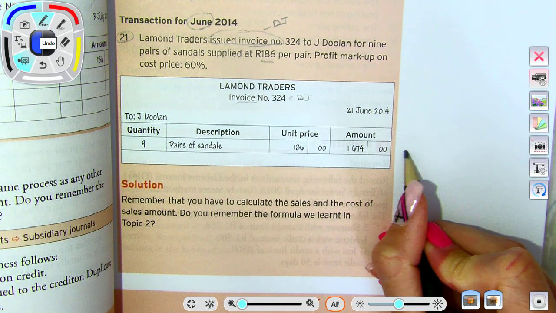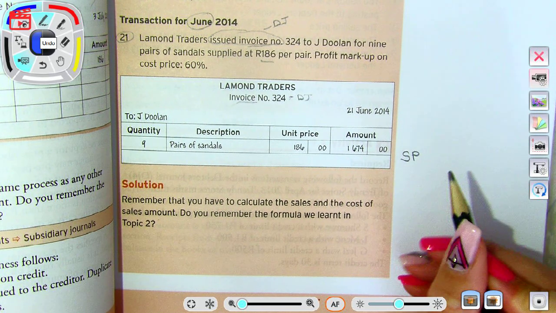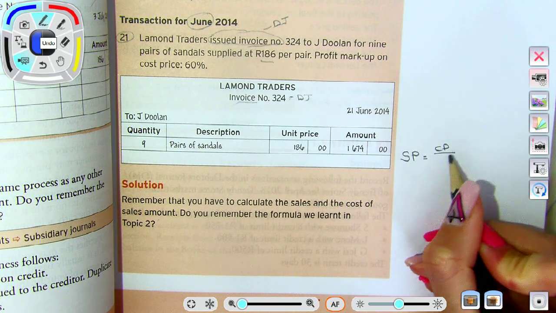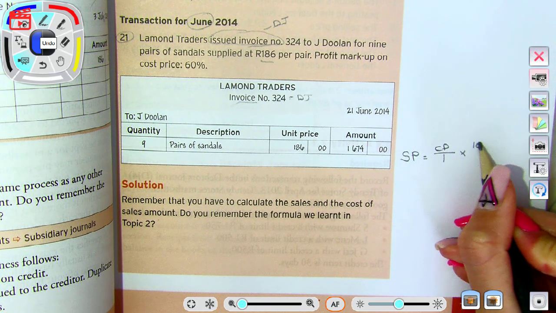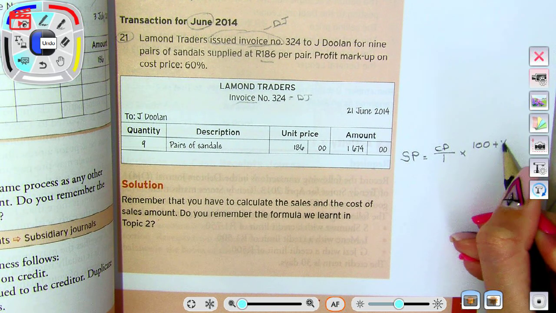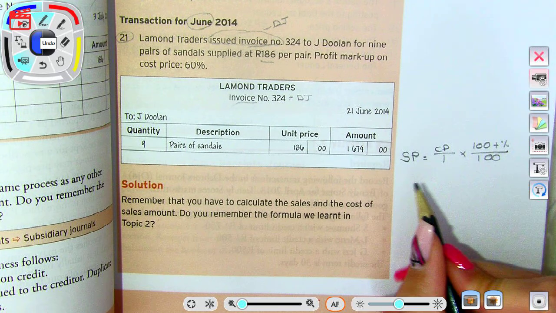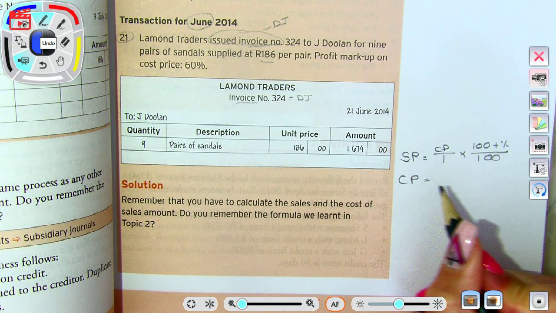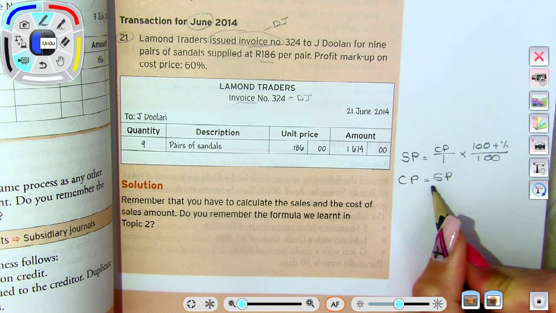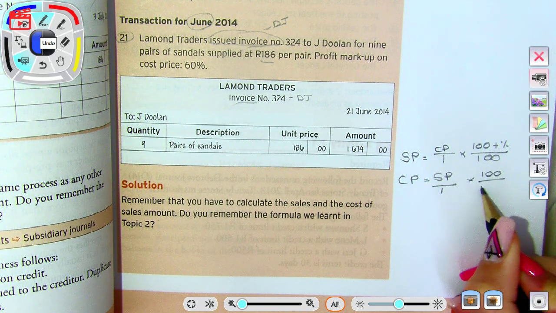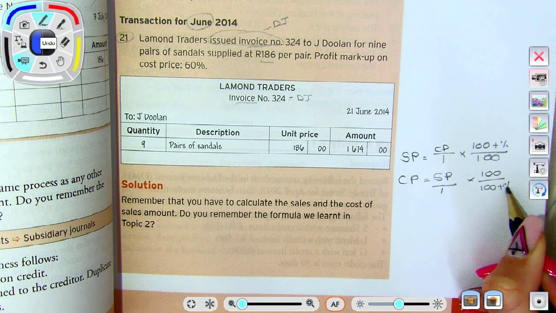So if I'm looking for my selling price, it equals cost price over 1 times 100 plus percentage divided by 100. If I'm looking for my cost price, I will need to have my selling price divided by 1 times 100 divided by 100 plus percentage.